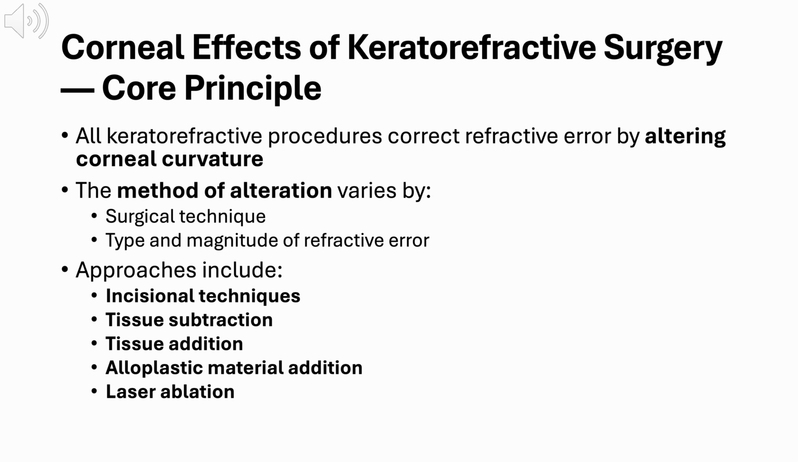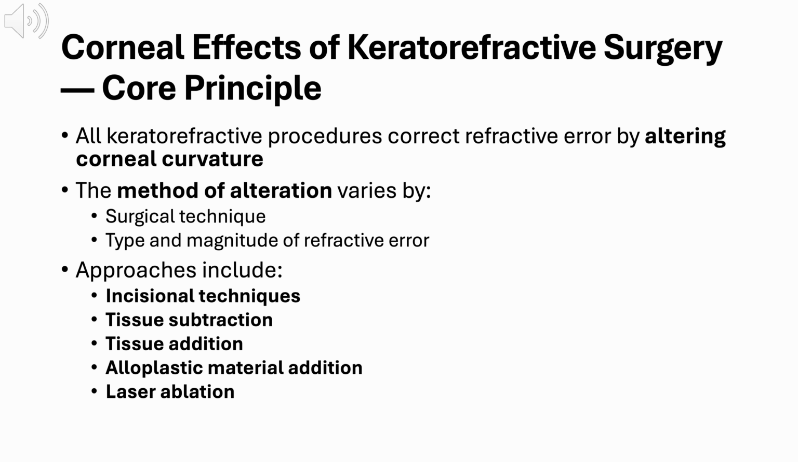This slide steps back and states the core principle that underlies all keratorefractive surgery. Every keratorefractive procedure corrects refractive error by altering corneal curvature. No matter how different the techniques may seem, the end goal is the same: changing the shape of the cornea so light focuses properly on the retina. What varies is the method used to create that change. The approach depends on the specific surgical technique, as well as the type and magnitude of the refractive error being treated. There are several broad ways this can be done.